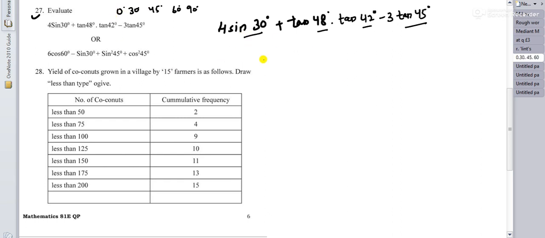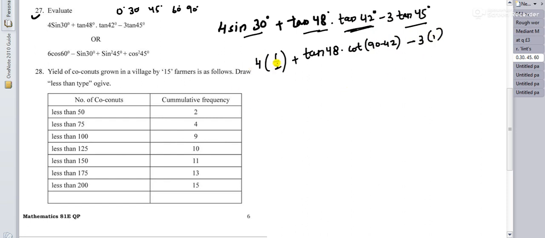Okay, so let me substitute now. Sine 30 is how much? 1 by 2. Sine 30 is 1 by 2 plus, see, this I will change it into this tan 48. Let me keep it as it is. But tan 42, can I write it as cot of 90 minus 42? Correct? Because cot of 90 minus 42 is what? Tan 42. Okay, therefore I have written like this, and here 3 into tan 45 is 1.